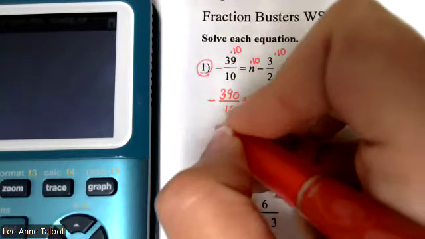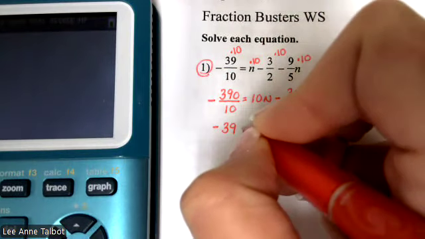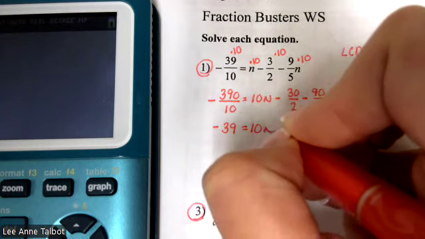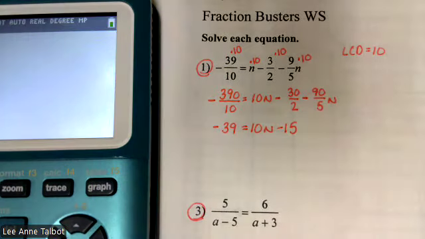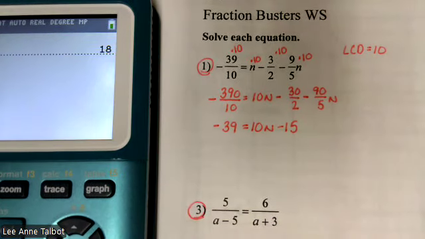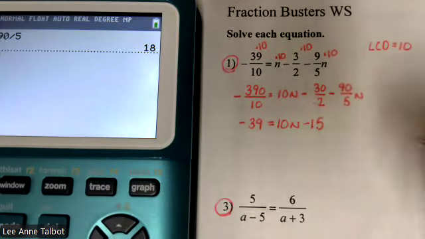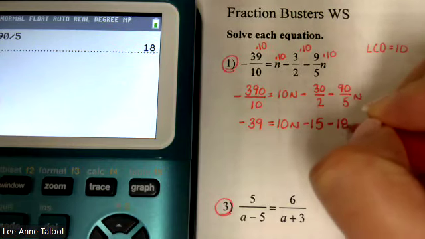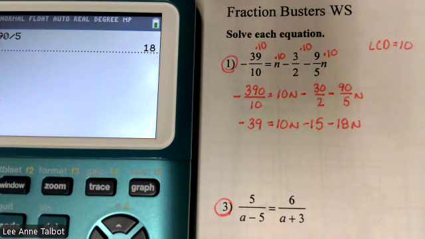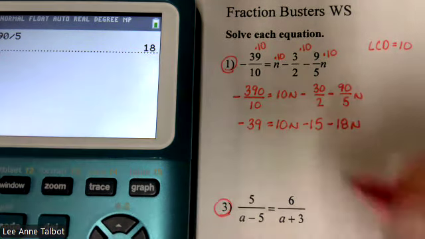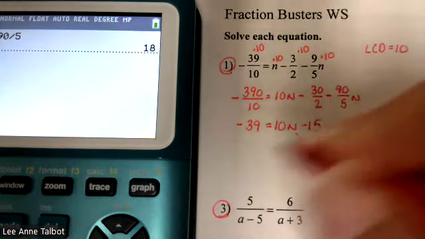Okay, so now we divide. So this is negative 39 equals 10n minus 15. I don't know what that is. 18 apparently. Okay, and then now you've got a regular equation. Combine like terms.